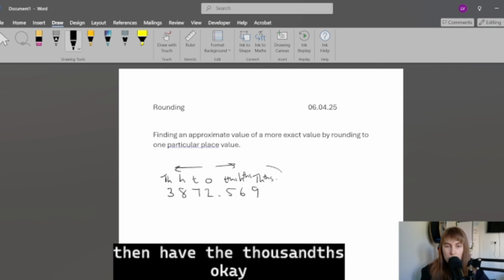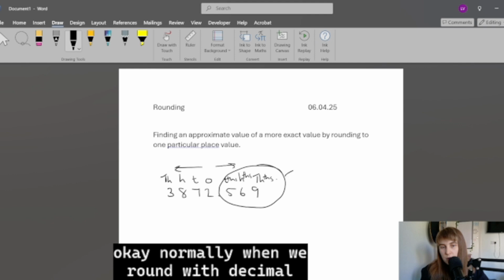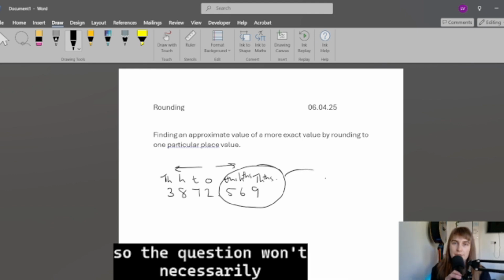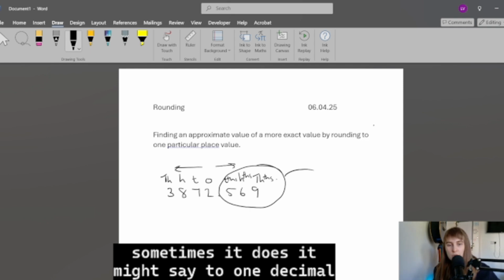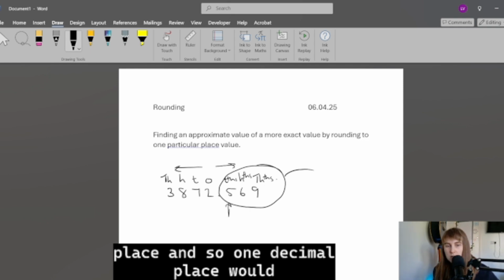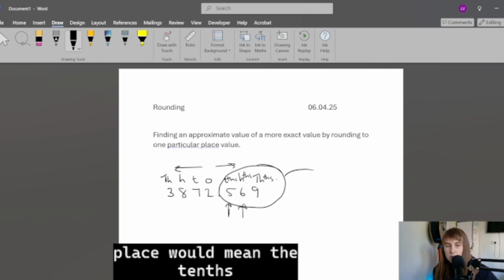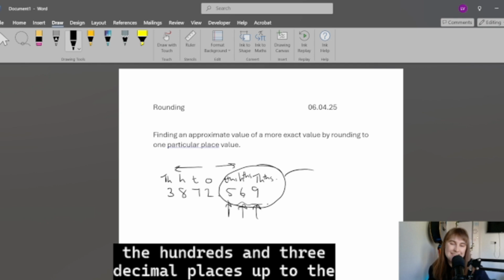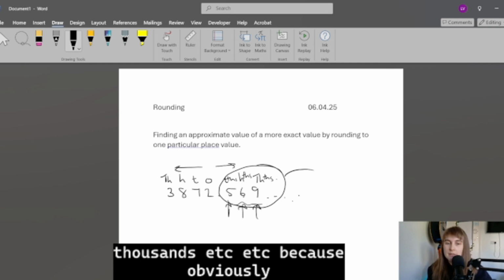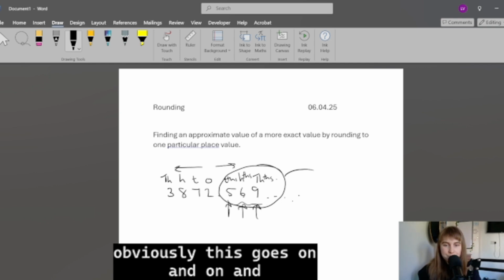Okay. Normally when we round with decimal places, though, the question won't necessarily say to the nearest tenth, although sometimes it does. It might say to one decimal place. And so one decimal place would mean the tenths, two decimal places would mean up to the hundredths, and three decimal places up to the thousandths, etc., because obviously this goes on and on and on.